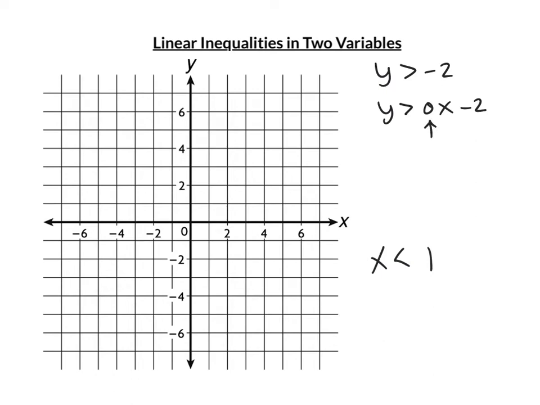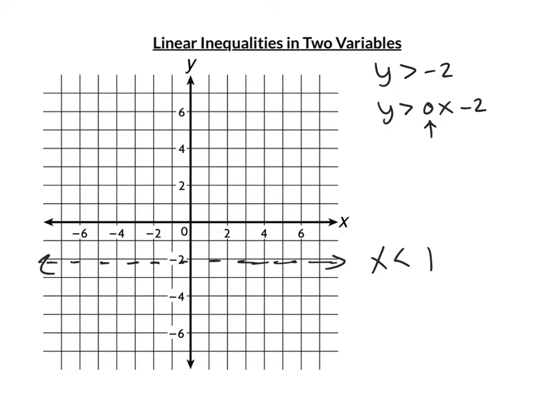Slope of 0 is horizontal, like the floor. Think of how you spell floor. Think of those O's as zeros. The floor has slope 0. It's horizontal. So at -2, I'm going to have a horizontal line. Because there's no equal to, it would be a dashed line.